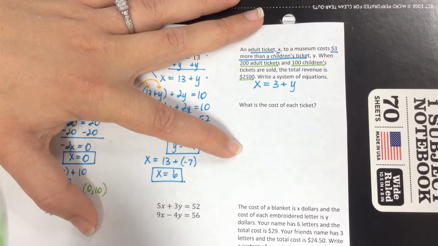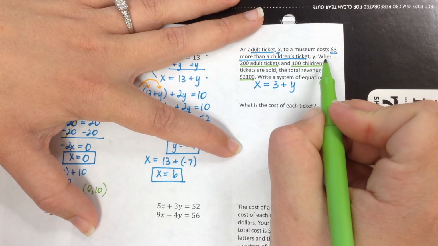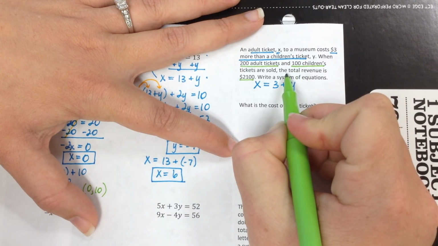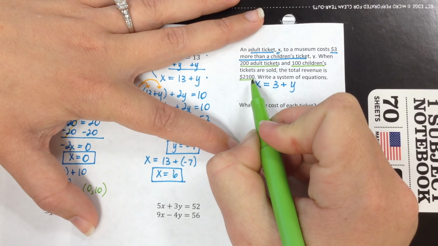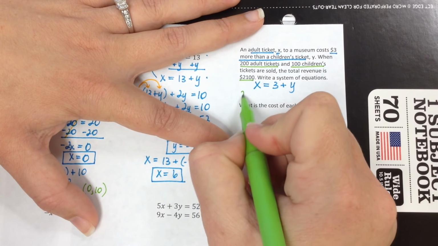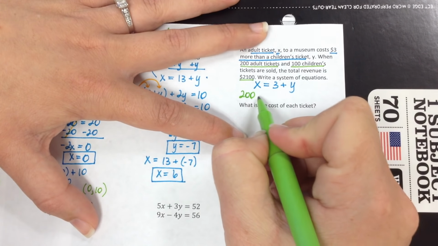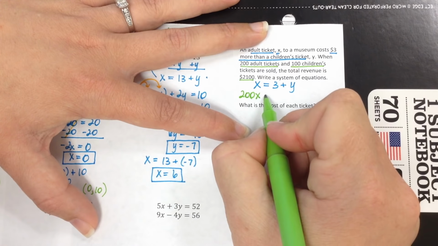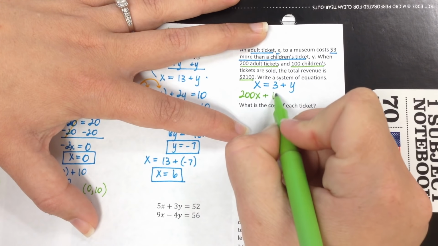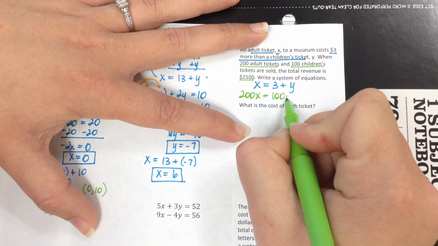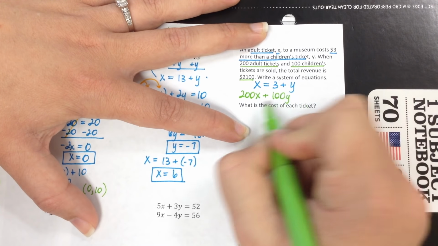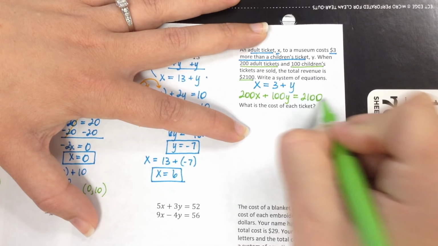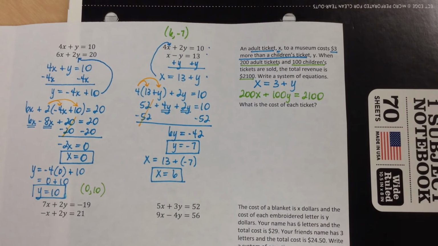There's your first equation. The second equation, when 200 adult tickets and 100 children tickets are sold, the total revenue is $2,100. 200 adult tickets, so 200 times however much an adult ticket costs, plus 100 times however much a children's ticket costs. When we add those together, the total revenue is $2,100. There's your second equation.